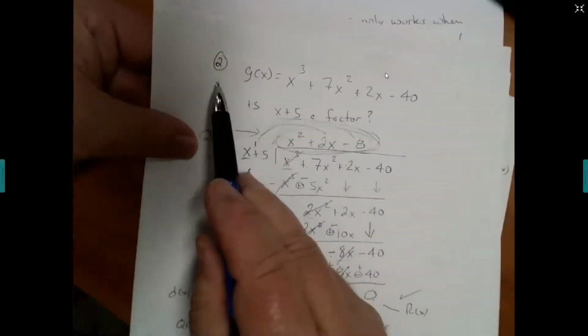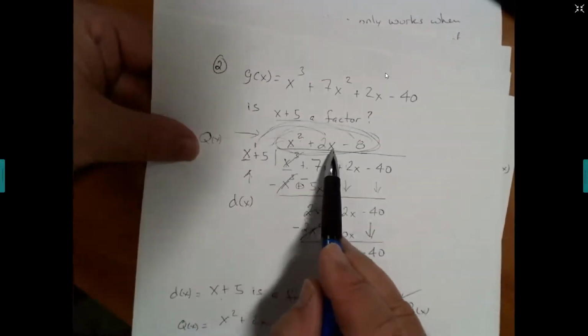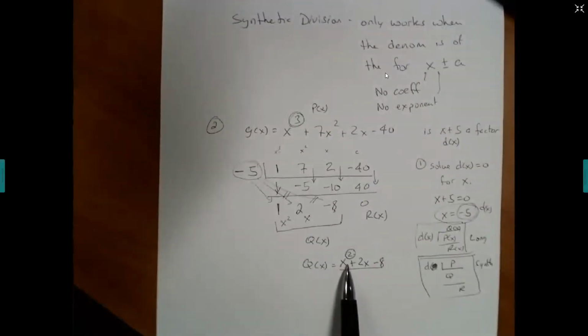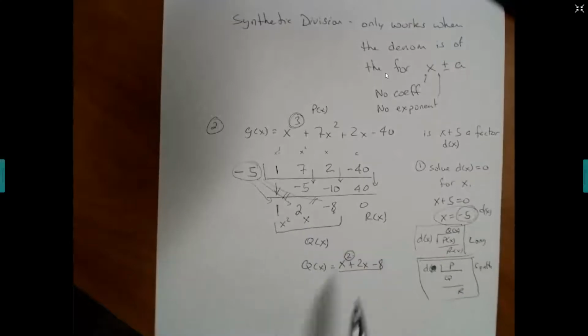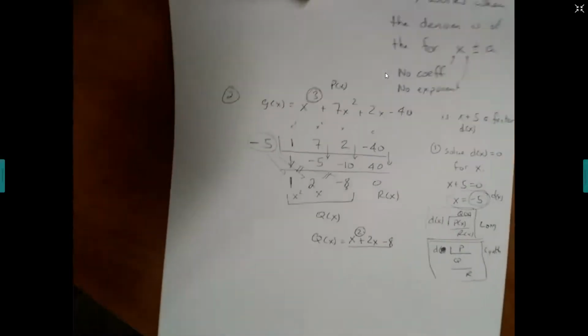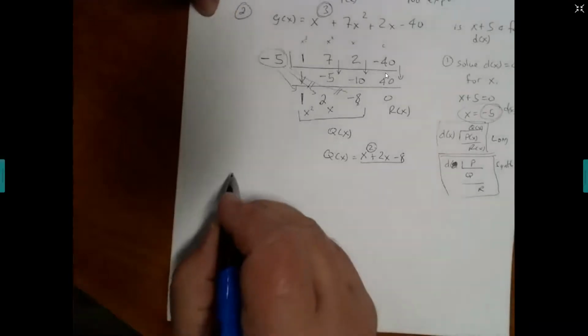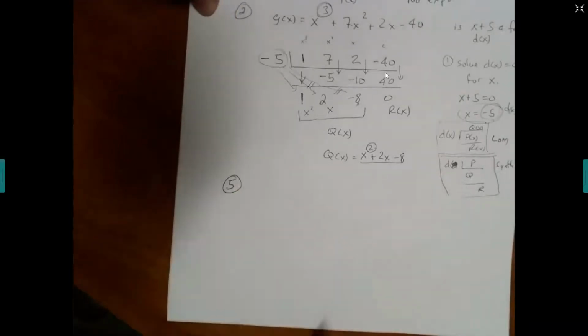Here's what we did earlier. x squared plus 2x minus 8 with the remainder 0. Which way is faster? I'll show you again. Here's question 5. Let's do another one.